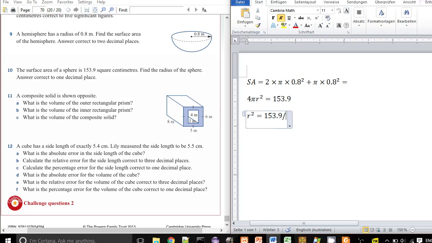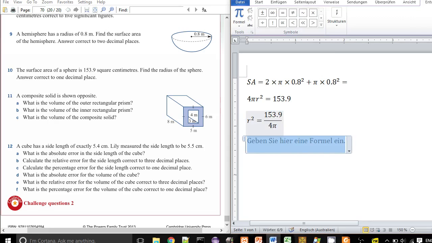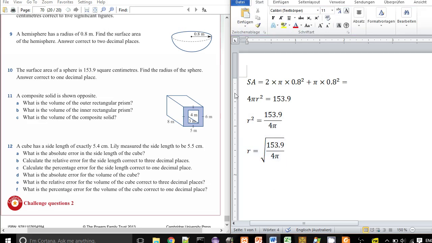153.9 over, and I'll put pi here as well. So I divide by 4 pi, or 4 times pi. And then to get rid of the squared, I have to do the opposite of squaring, which is square rooting. 2.9. Okay, and then don't forget the pi. Okay, so that's the radius. So that one's a bit tricky, you have to work backwards. Whatever that number is, that'll be the answer in centimeters.